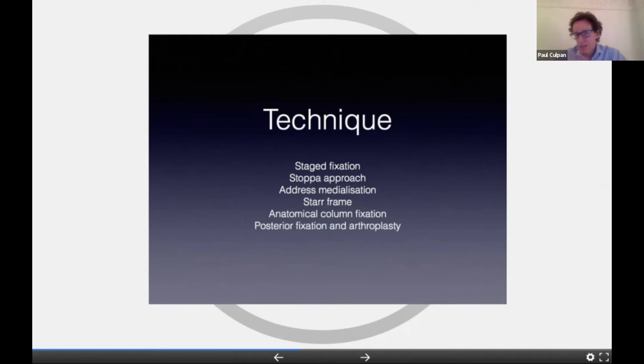The star frame is a really useful surgical technique to remove the femoral head as a deforming force. The theory is that we're returning as much skeletal stability to the pelvis and the acetabular zone as possible.